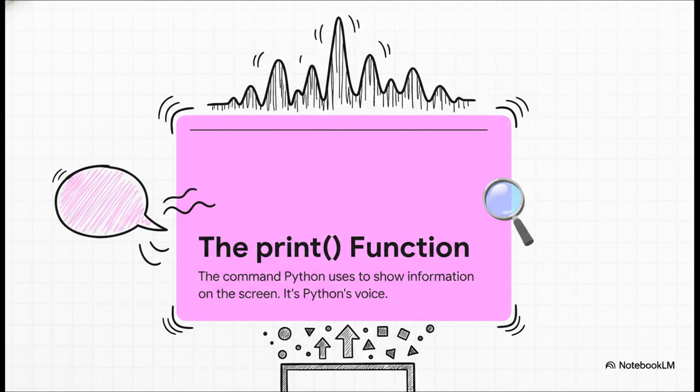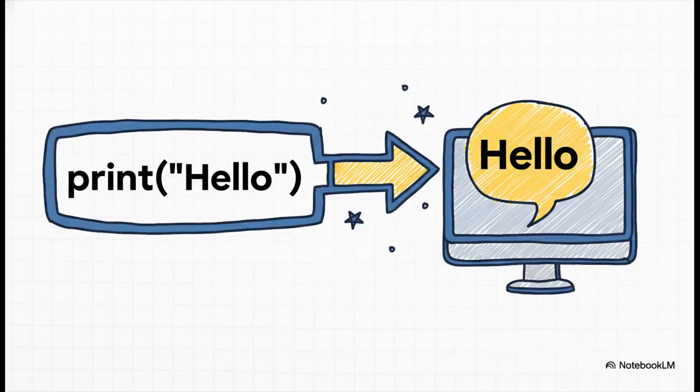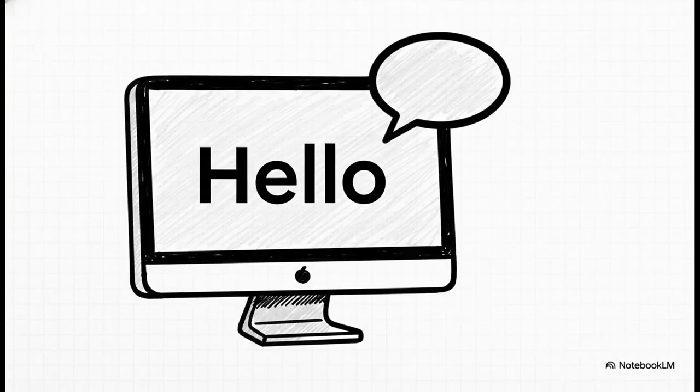Anytime you want Python to show you something on the screen, a word, a number, anything at all, you tell it to print it. For instance, if we write this one little line of code, we are telling Python plain and simple, say the word hello. The text we want it to say just goes right inside those parentheses and quotes. And boom, just like that, the computer talks back. It prints hello right there on the screen.